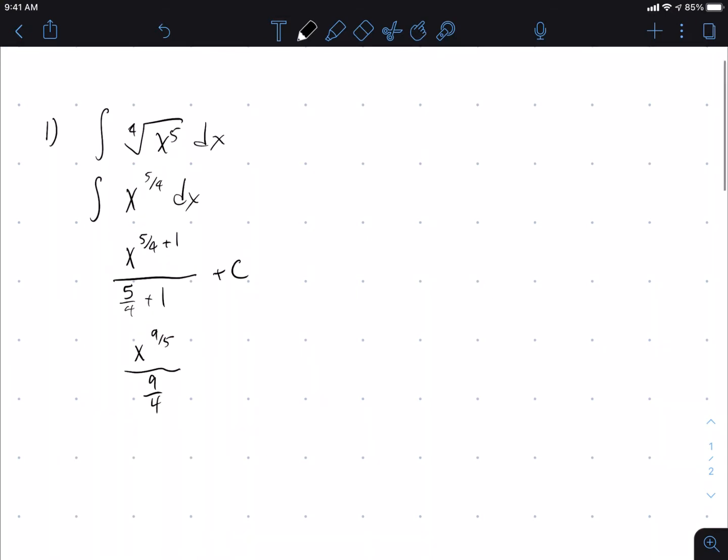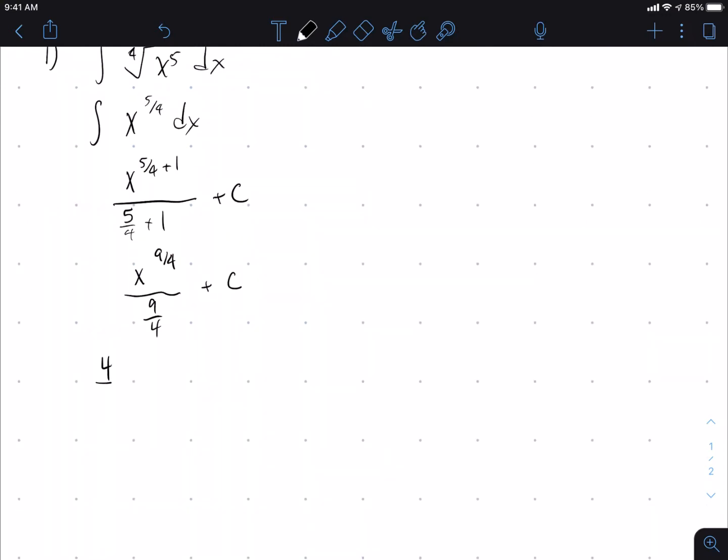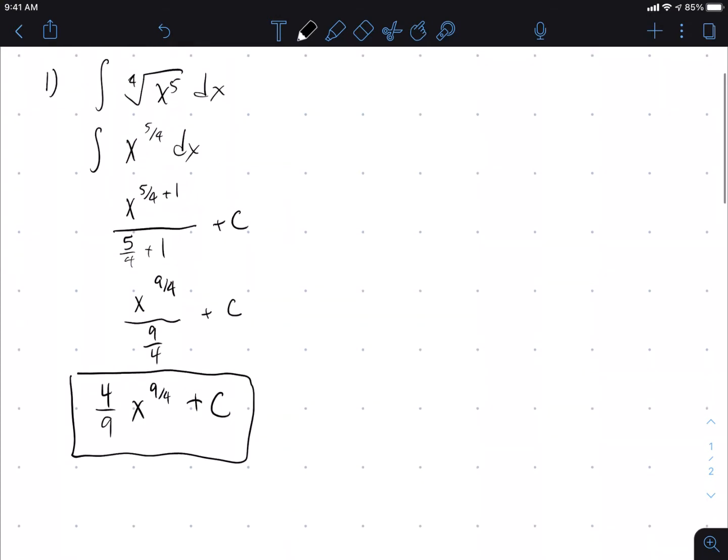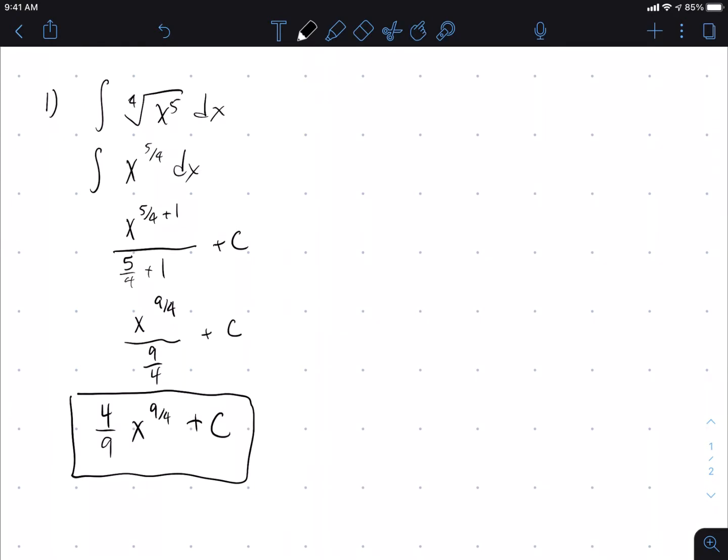How do you get the 9/5? Because wouldn't 1 plus 5/4 just be 5/4 plus 4/4? Oh, I'm sorry, my bad. I don't know why I did that. That's funny, I reciprocated. It should be 9/4. Yeah. So then from there, this answer ends up being 4/9 x to the 9/4 plus c, right? It's pretty straightforward. Yeah. Okay, cool. All right.